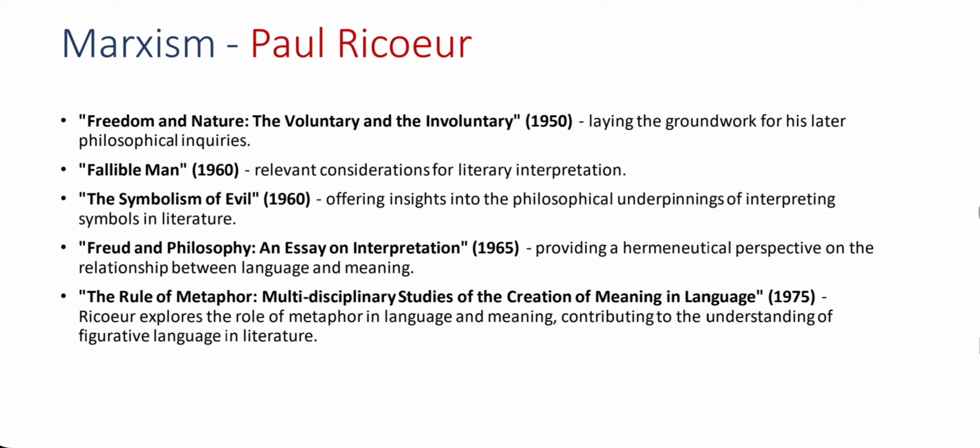Next is Fallible Man, 1960. This book delves into the limitations of human knowledge and the fallibility of human understanding, which are relevant considerations for literary interpretation. Next is The Symbolism of Evil, 1960.